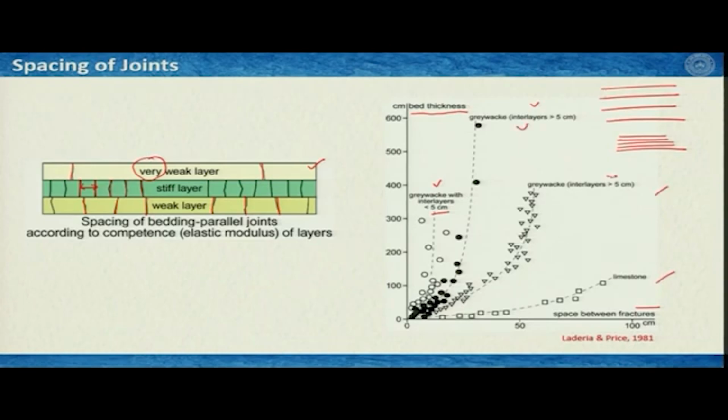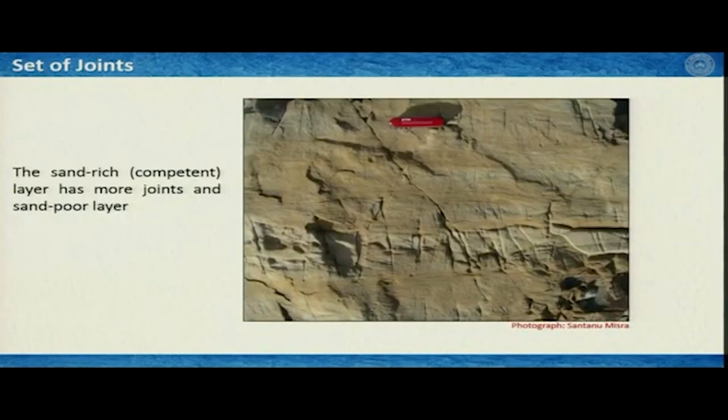So, these greywackes are different in terms of their grain size and so on. So, you also see that grain size does play a role in determining the spacings between the joints or fractures in rocks. So, here is an example, a photograph. You can clearly understand that these little whitish layers here are competent because they are whitish and most likely sand rich layers, and these are sand poor layers.